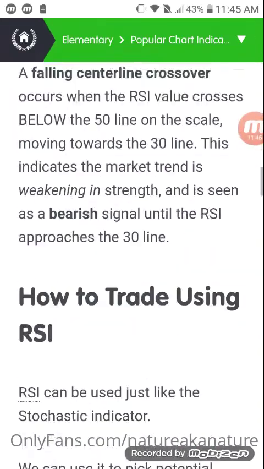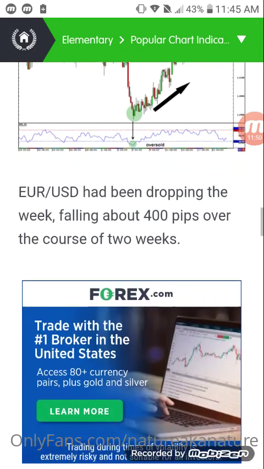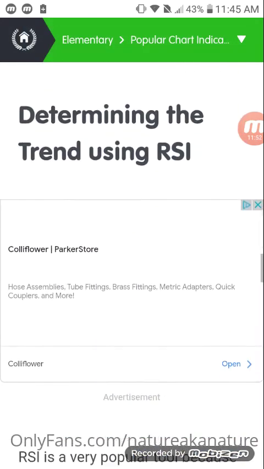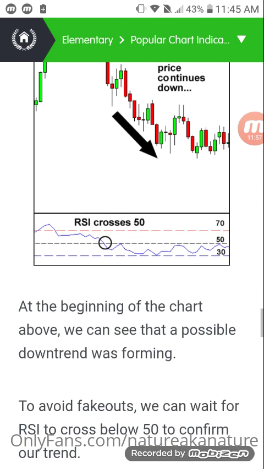Remember, gang, don't be greedy. Use a stop loss. Don't be greedy. Take your trades, and we're going to just keep on getting better and continue rising together.